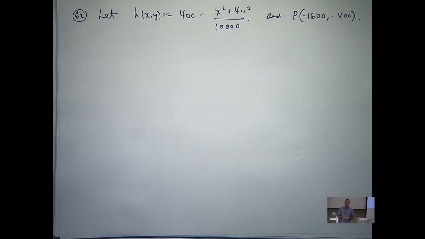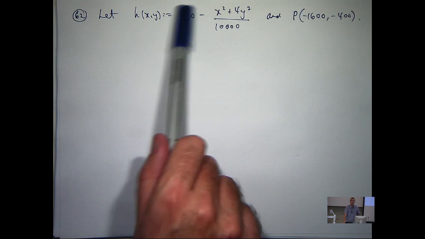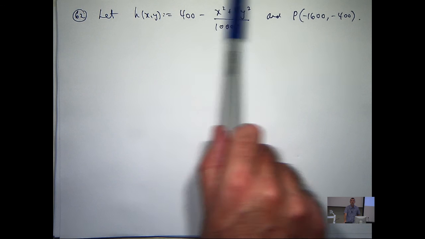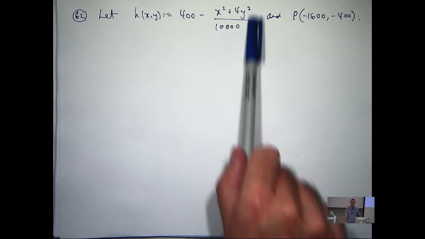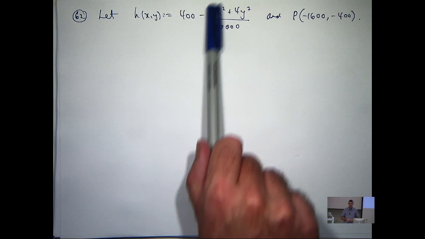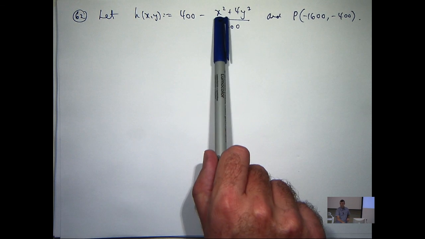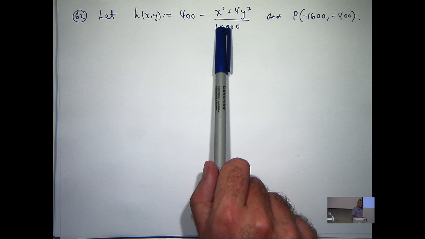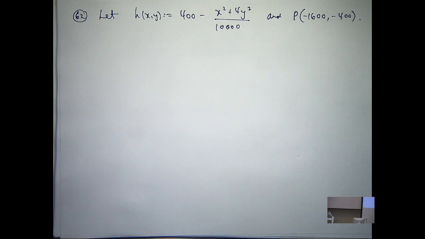Why does h have a maximum when x and y are both 0? Yeah, exactly. So we've got some positive value, and we're taking away some other value that's always greater than or equal to 0. So the way of minimising this is just plug in x equals 0, y equals 0. So that'll maximise the h.